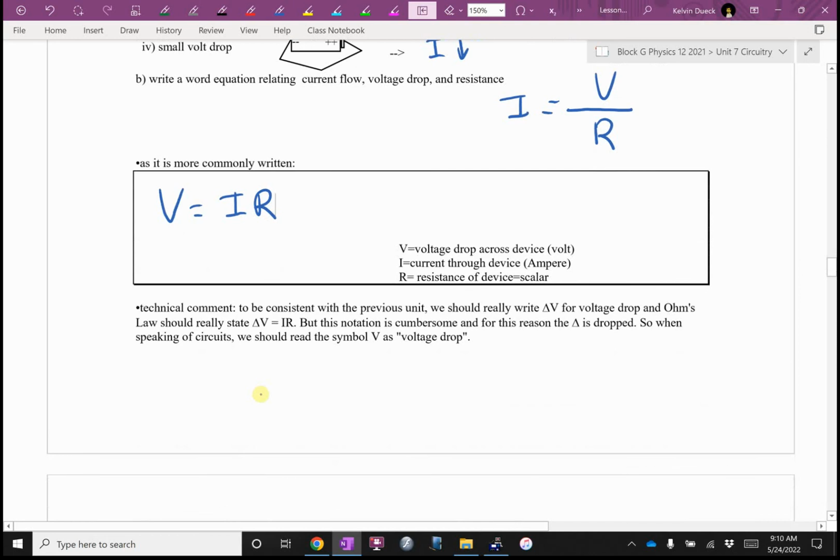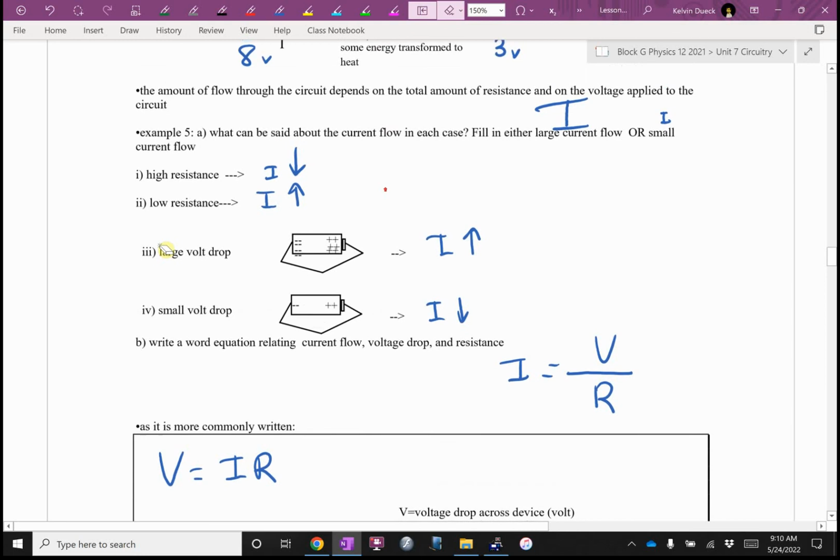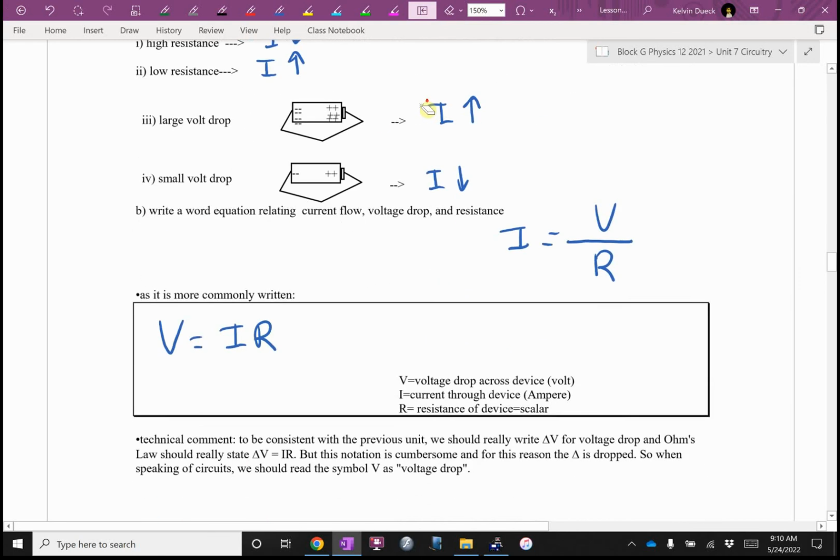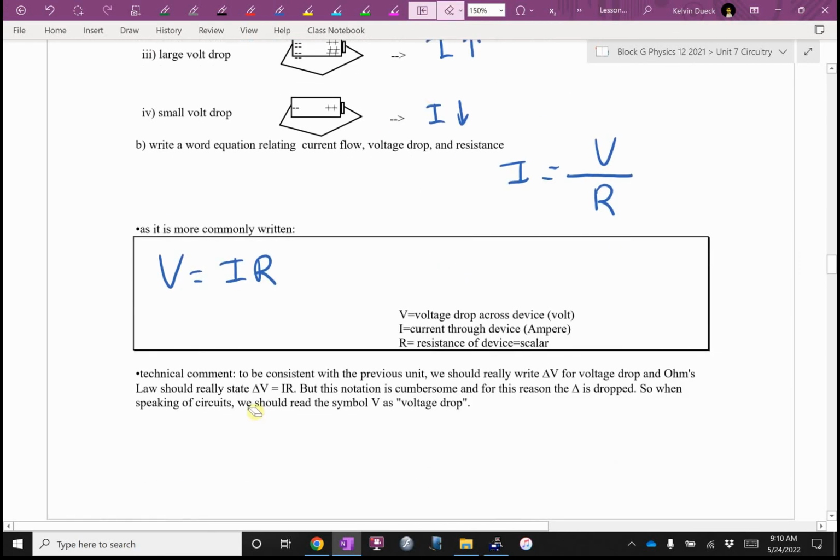Technically, going back to Aiden's question about negative: first of all, because it's a voltage drop, it's technically a change in voltage. I'm going to be sloppy, and nobody does that. We just know it's a change because you lost voltage going from here to here. So it should say delta V equals I times R, but it's cumbersome, and for this reason the delta is dropped. But when you see it, you should think of it as a voltage change, or a voltage drop, or a voltage gain.